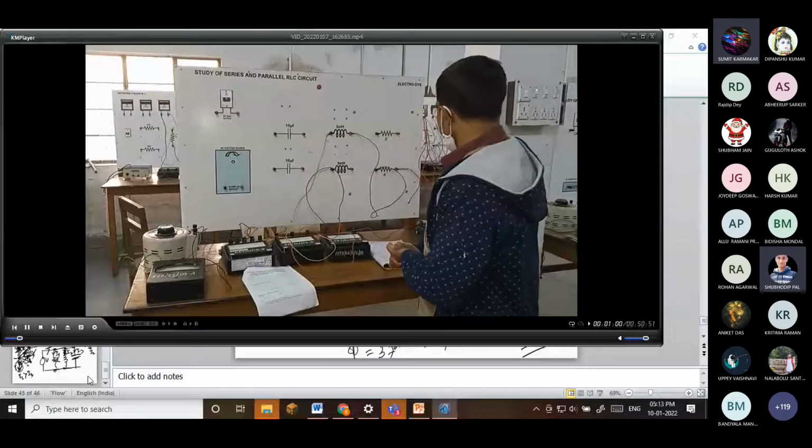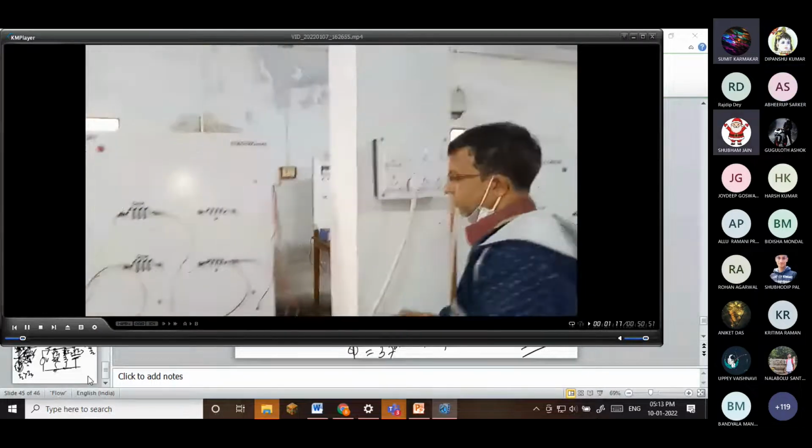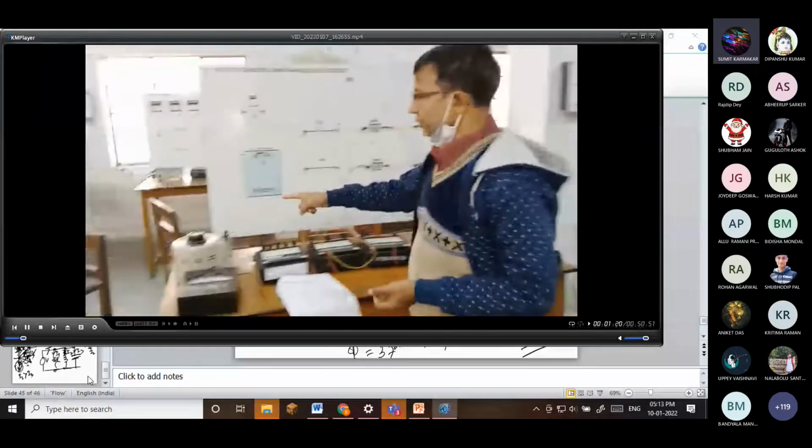So now let us first try to do the series RL circuit, right? You can see we have the power here in this board. From this wall mounted board, we are actually taking the power. Power will come to this auto transformer.